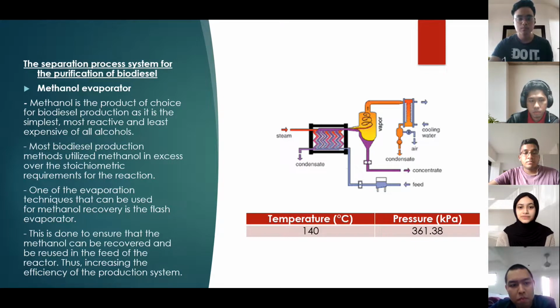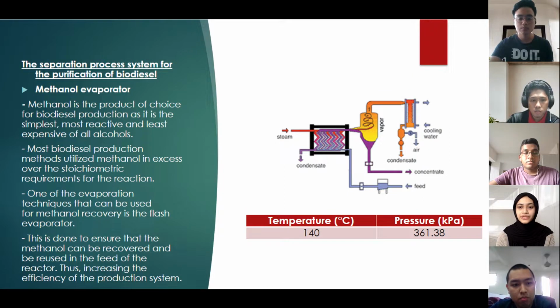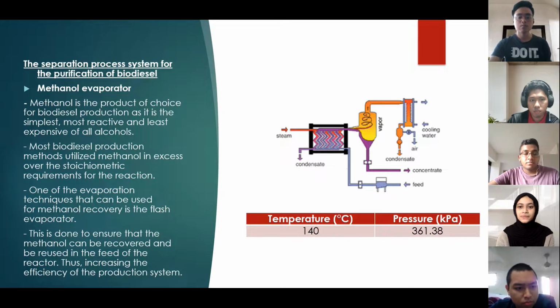Firstly, the stream consisting of a mixture of biodiesel, glycerol, and methanol is heated as it passes through a heat exchanger. Next, the stream will be sprayed at a high pressure into a tank where the methanol and water are instantly vaporized and brought to a condenser. The methanol and water will become liquid by condensation in the condenser, and both will be taken for further purification so that they can be recycled into the system again. The residual fuel and glycerol that go to the bottom of the flash drum will be drained off into storage. The operating condition of the flash evaporator is a temperature of 140 degrees Celsius and a pressure of 361.38 kPa.